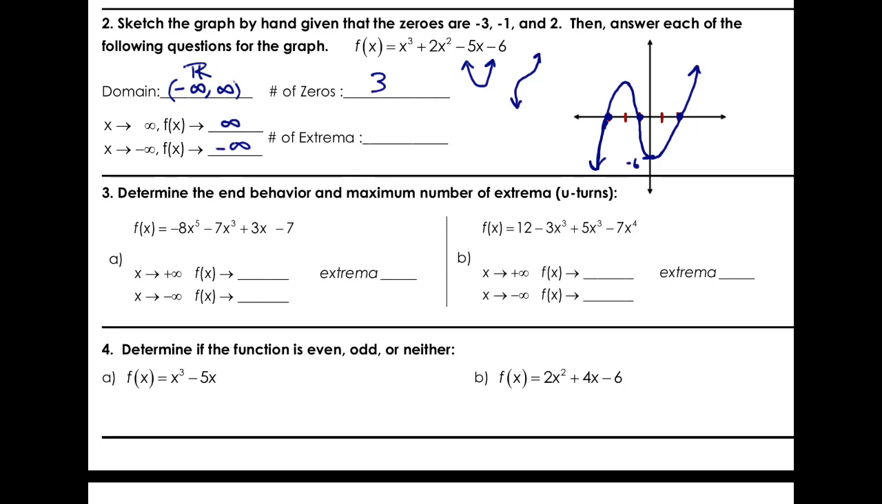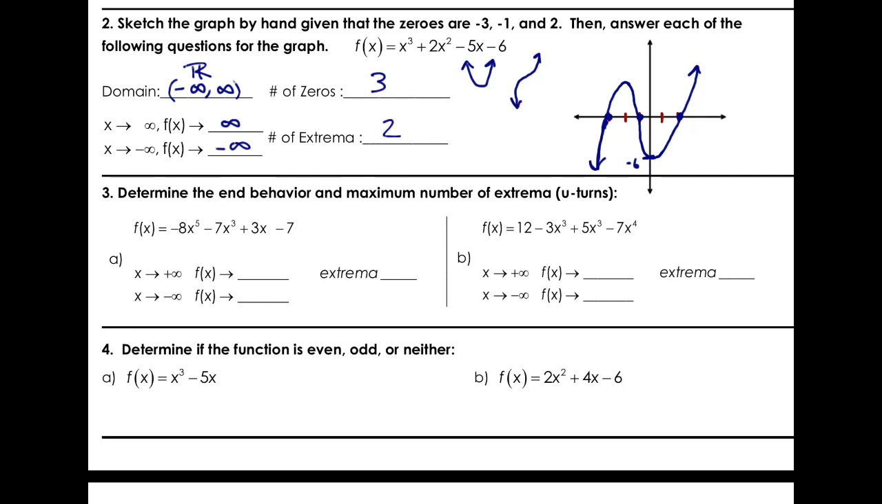The number of extrema. Remember, the number of extrema is the amount of turns, peaks and valleys. So mountaintop there, 1. Another one right there, that is 2. So we have 2 extrema. Another way to know it is you take the highest exponent and take 1 off of it, and that would be 2. So we have 2 right there.